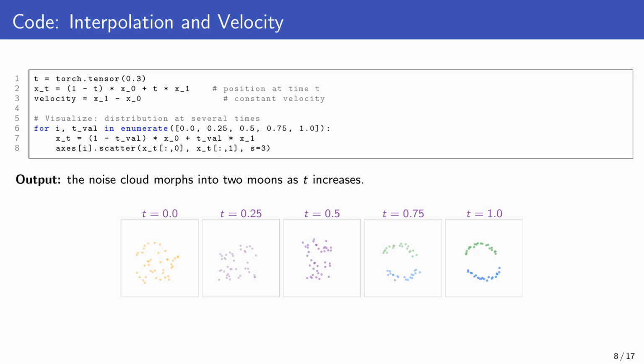At t equals 0, you see the Gaussian noise cloud. At t equals 0.25, it starts to deform. By t equals 0.5, you can see hints of the 2 moons. At t equals 0.75, the moons are clearly forming. At t equals 1, you have the clean 2 moons dataset. This is the probability path from Lecture 3, but now you can see it as actual code, 2 lines of tensor arithmetic. Every point takes a straight line path from its noise position to its data position.